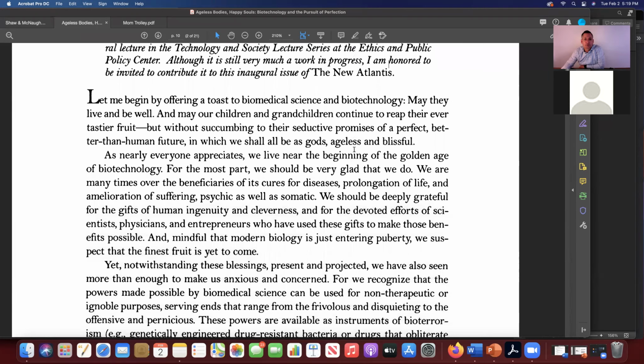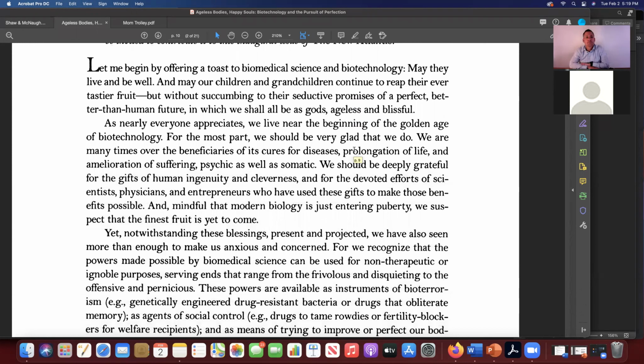As nearly everyone appreciates, we live near the beginning of the golden age of biotechnology. For the most part, we should be very glad that we do. We are many times over the beneficiaries of its cure for diseases, prolongation of life, and amelioration of suffering, psychic as well as somatic. Okay, psychological as well as bodily might be another way of putting the clause there at the end of the sentence. We should be deeply grateful for the gifts of human ingenuity and cleverness and for the devoted efforts of scientists, physicians, and entrepreneurs who have used these gifts to make those benefits possible. And mindful that modern biology is just entering puberty, we suspect that its finest fruit is yet to come.